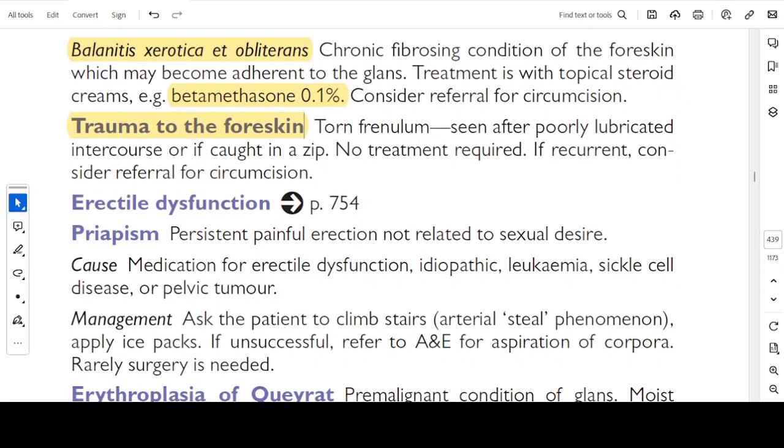Trauma to the foreskin. Torn frenulum. Seen after poorly lubricated intercourse or if caught in a zip, no treatment is required. If recurrent, consider referral for circumcision. Erectile dysfunction.